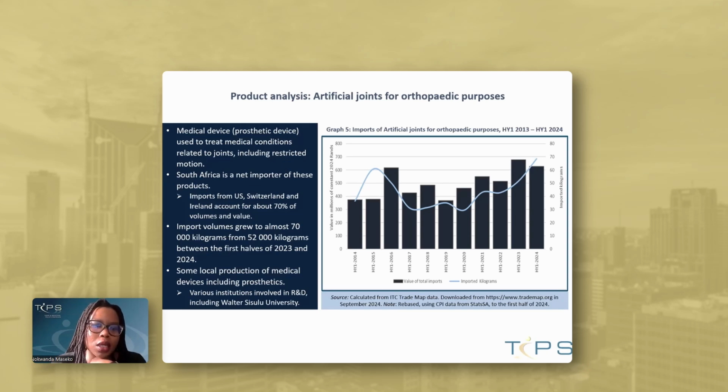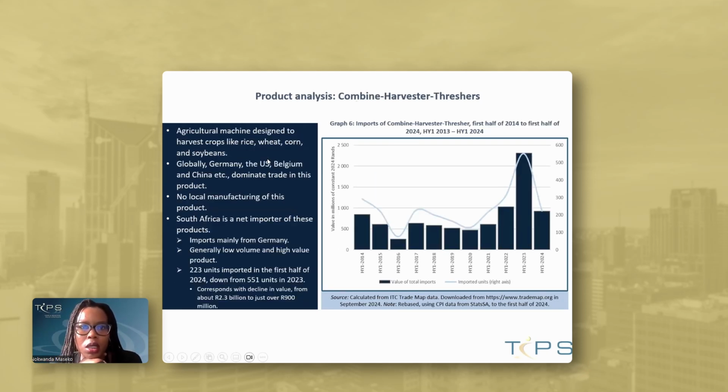Again, there is some local production, and there's also some R&D happening, including from Walter Sisulu University. But this product is not designated, and we do have a relatively small industry, which also employs a smaller number of people compared to other industries. That comes to around, I believe, 5,000 people across the different manufacturers. We included this particular product as it is a high value product with generally high volumes that are traded.